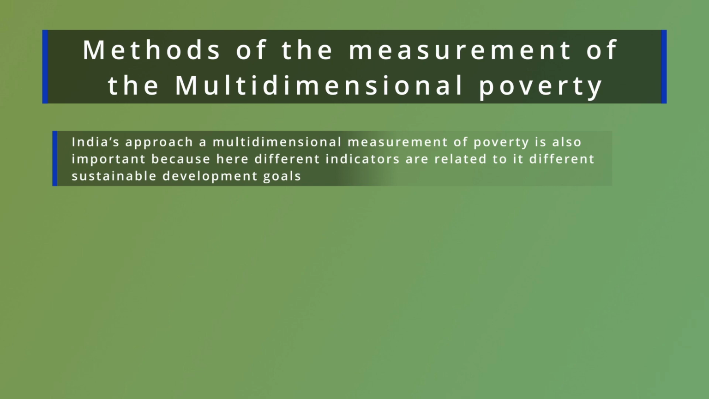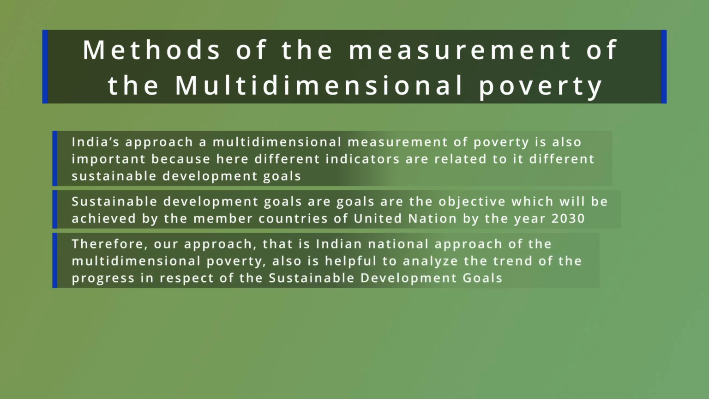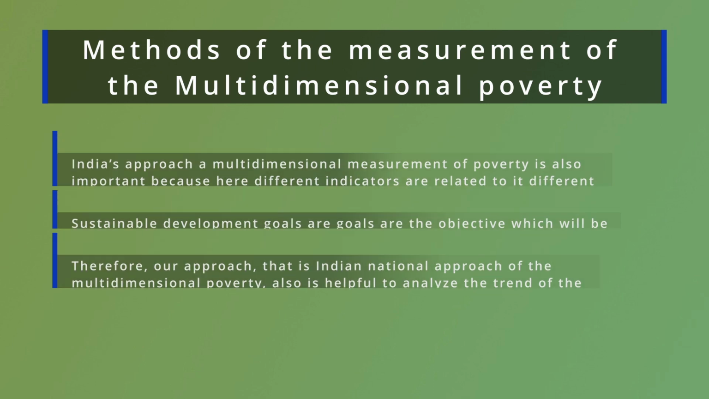India's approach of multidimensional measurement of poverty is also important because here different indicators are related with different sustainable development goals. Sustainable development goals are the objectives which will be achieved by the member countries of the United Nations by the year 2030. Therefore, our approach, that is the Indian national approach of the multidimensional poverty, is also helpful to analyze the trend of the progress in respect of the sustainable development goals.